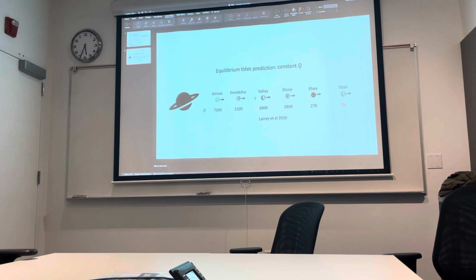So that is evidence that actually these moons can migrate. So their tidal migration is actually the process of resonance locking that provides a constant tidal migration timescale instead of a constant Q. Yeah. So these are measurements from Lainey 2019.